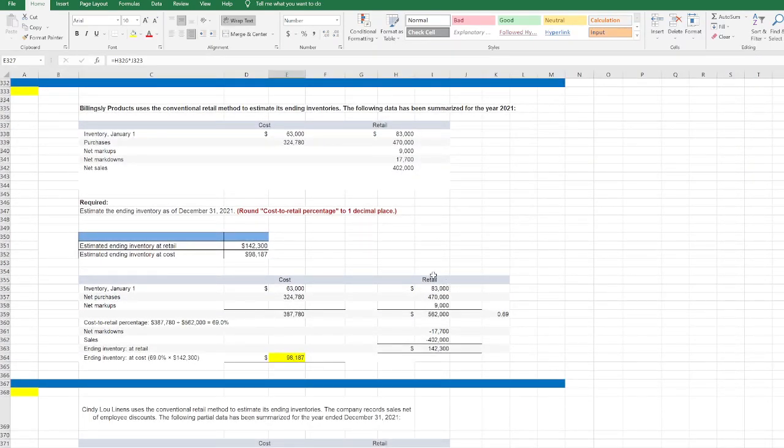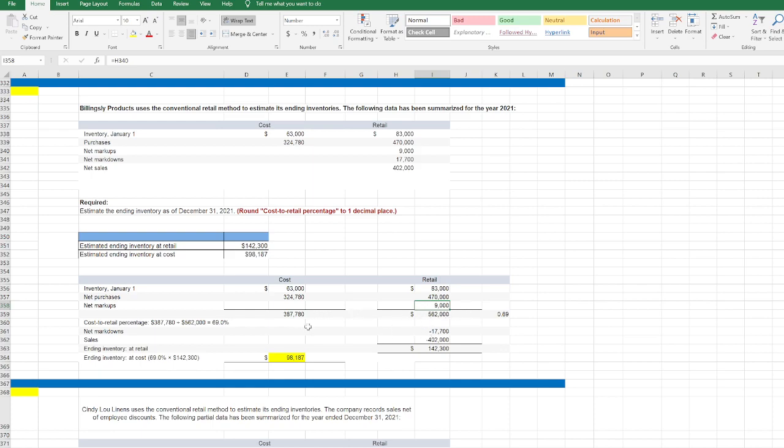So I'm bringing down my 83,000 in cost. This is what it cost me, but this is what I hope to sell it for. And then my net purchases, which I actually paid 324,780, but at retail they're going to be 470. And then net markups, all right, is 9,000. So I add all that together, and I get 562. So goods available for sale is 562.